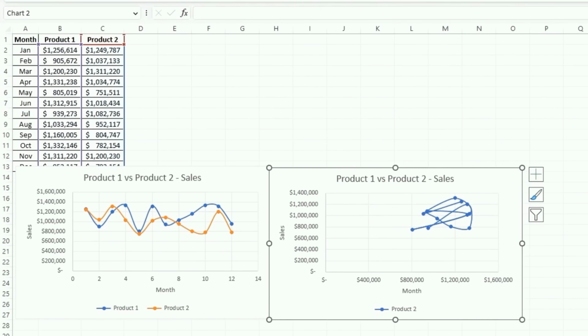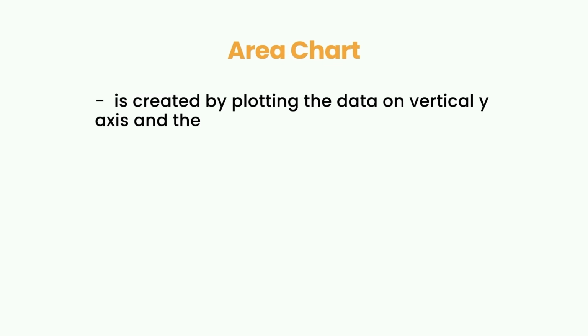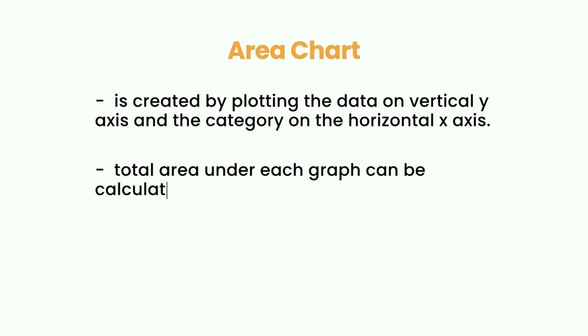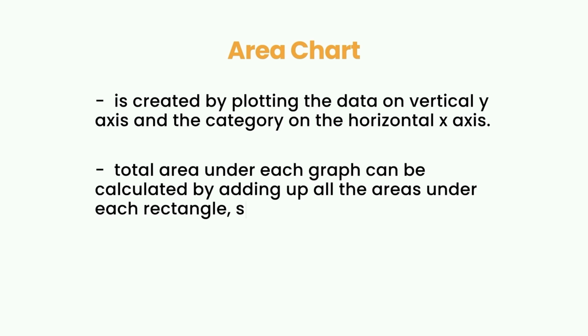Now let's try to understand area chart. An area chart is created by plotting the data on vertical y-axis and the category on the horizontal x-axis. The total area under each graph can be calculated by adding up all the areas under each rectangle stacked above each other.